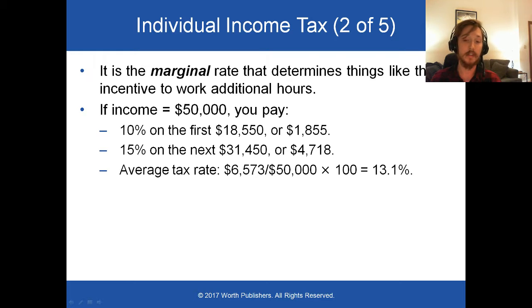We can calculate then your average tax rate as 1,855 plus 4,718, that is 6,573, divided by 50,000. 13.1% average tax rate. But if you're thinking of working an additional hour, you're only going to keep 85 cents on the dollar because your marginal tax rate is 15% now. So if you're trying to decide whether to work an additional hour, you don't care about this 13% tax rate. You care about the 15% tax rate. You only keep 85 cents of each dollar that you earn after 50,000.